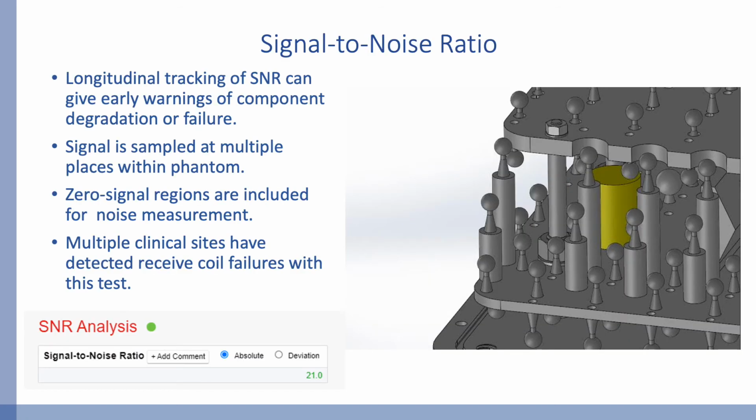Degradation of the signal-to-noise ratio is a direct image quality problem on its own, but the test is also a sensitive way to detect degradation of the radio frequency coils. Longitudinal tracking of the signal-to-noise ratio can give an early warning sign of some of the most common component failures in an MR scanner. The signal is sampled at various locations within the background fluid of the phantom, which appears bright in the image. The noise is taken from several cylindrical noise regions where there is no signal-bearing fluid. This test may detect coil degradation before it becomes a highly noticeable image quality problem.